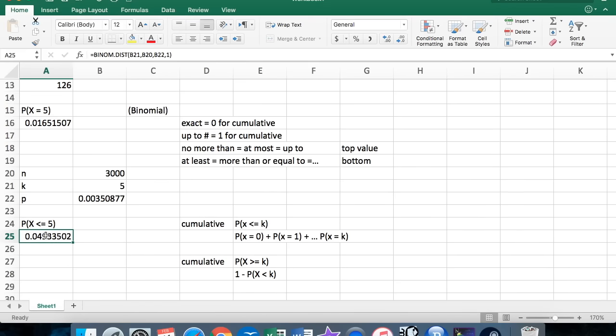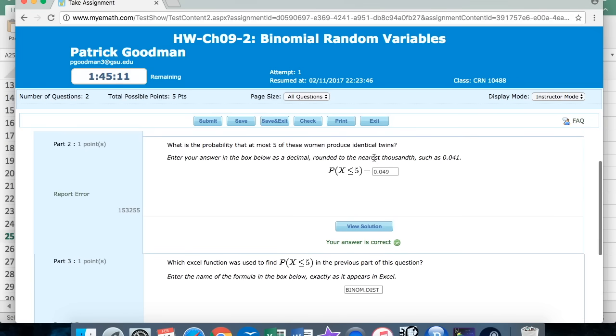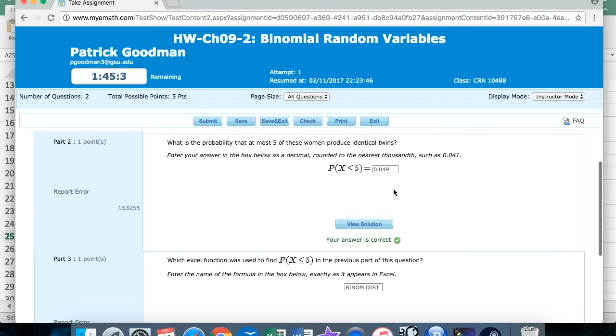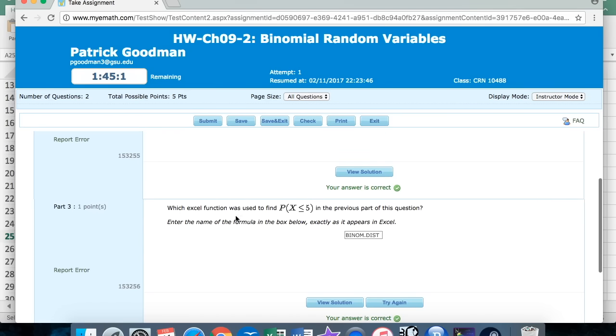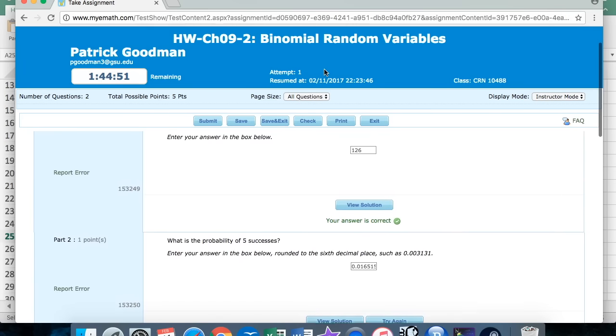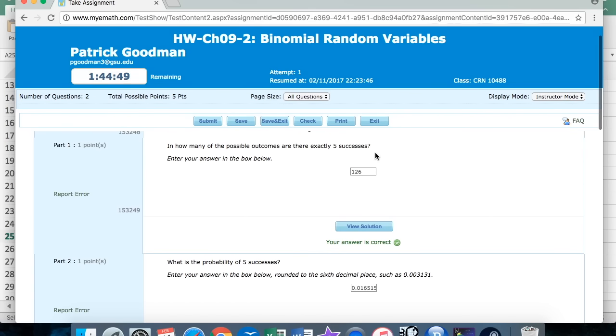But here we finished. So I'd copy this over and place it here. This would be the probability of having at most 5 twins, I guess. Okay, so then this last part's easy. What Excel function did you use? Put it exactly in, so all caps, binom.dist. And then that's it. So that's all of chapter 9's homework.